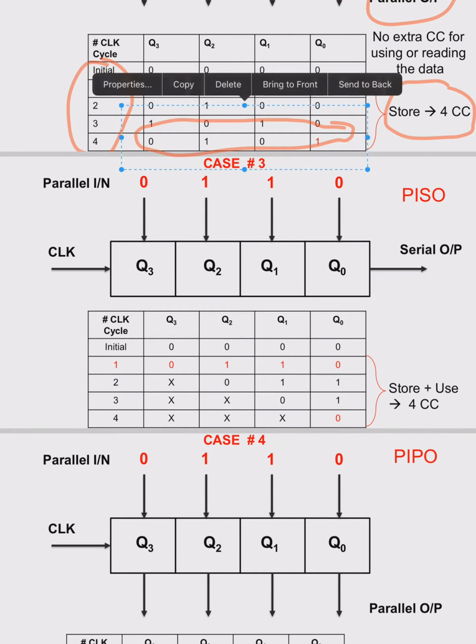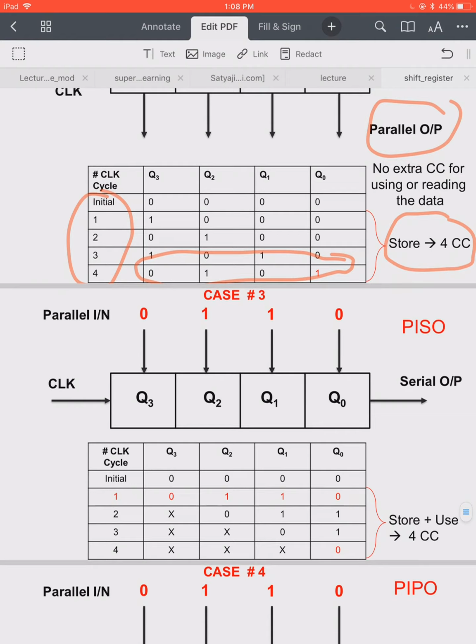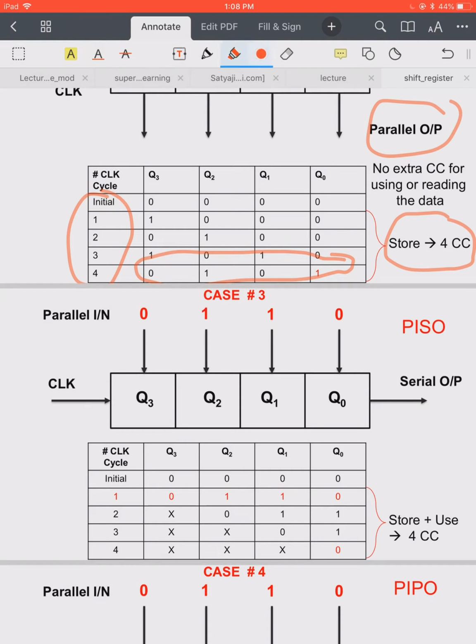Here you can see that suppose initially it is in the 0000 state, meaning it is in the reset state. Then since all the flip-flop inputs are connected in parallel, I just need 1 clock cycle to store the whole data. So 0110, this data will be stored into my register in the first clock cycle itself. After the first clock cycle I will have 0110 ready in my register.